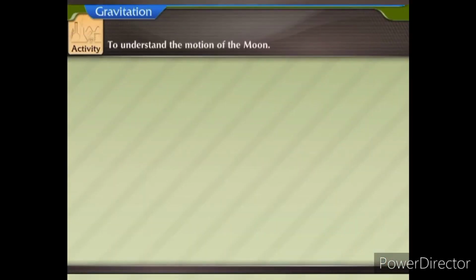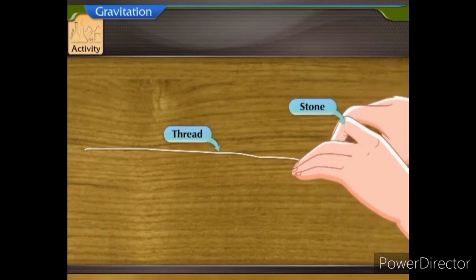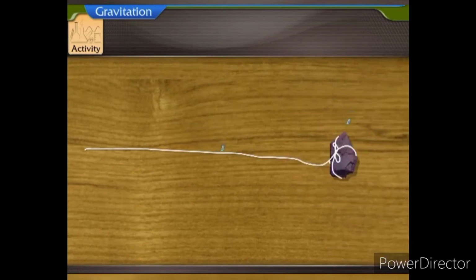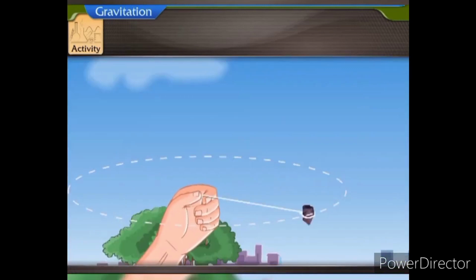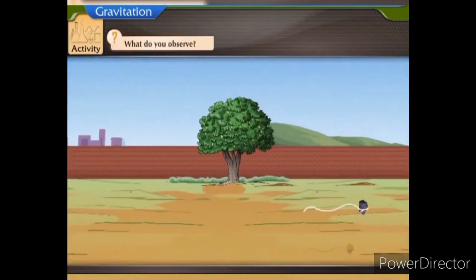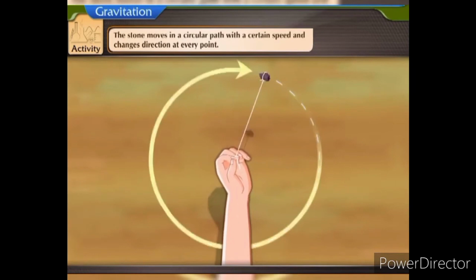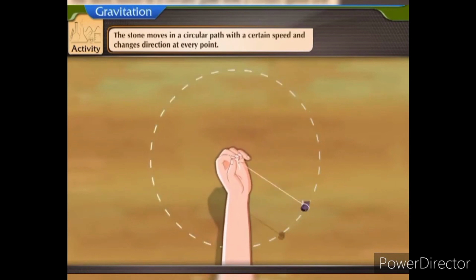Let us try to understand the motion of the moon by an activity. Take a piece of thread. Tie a small stone at one end. Hold the other end of the thread and whirl it around. Release the thread. What do you observe? The stone moves in a circular path with a certain speed and changes direction at every point.